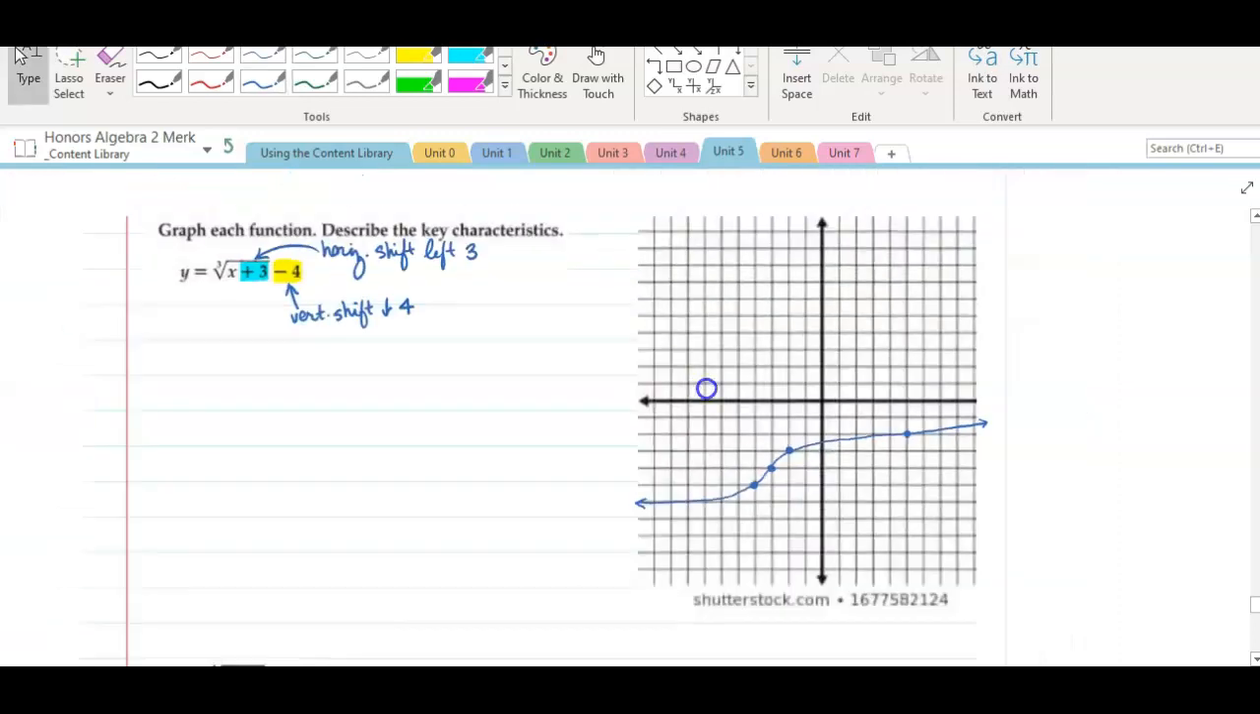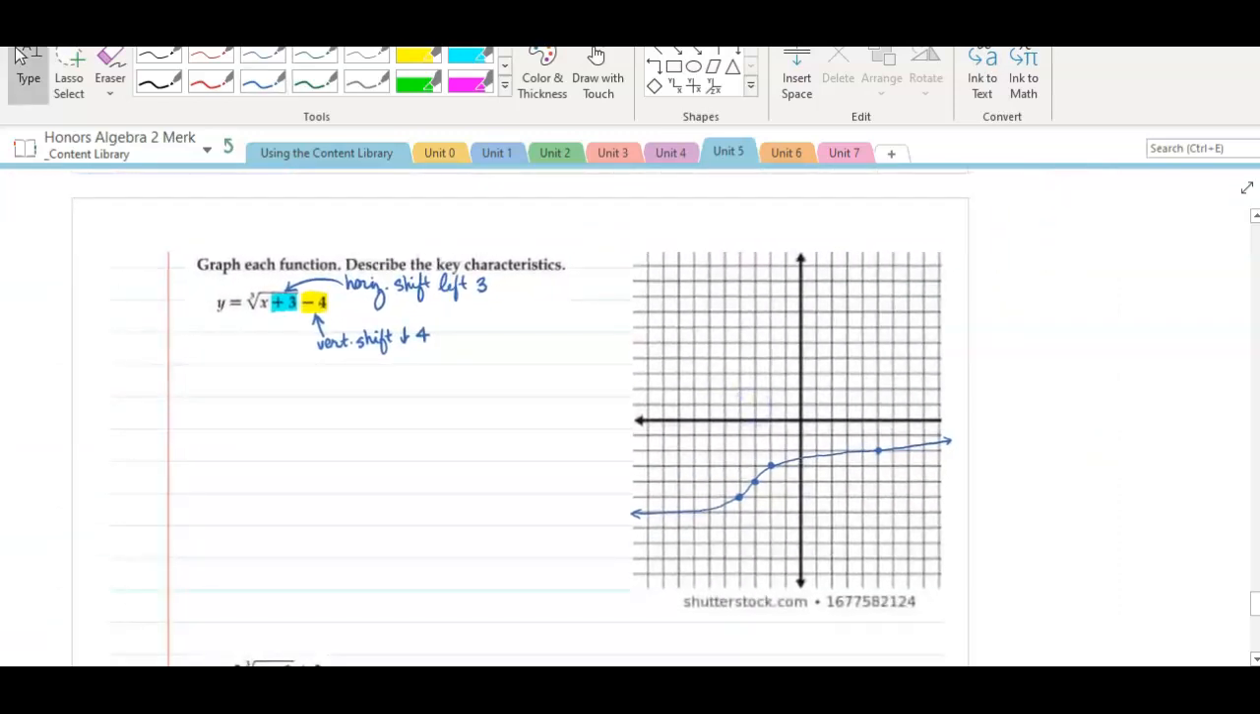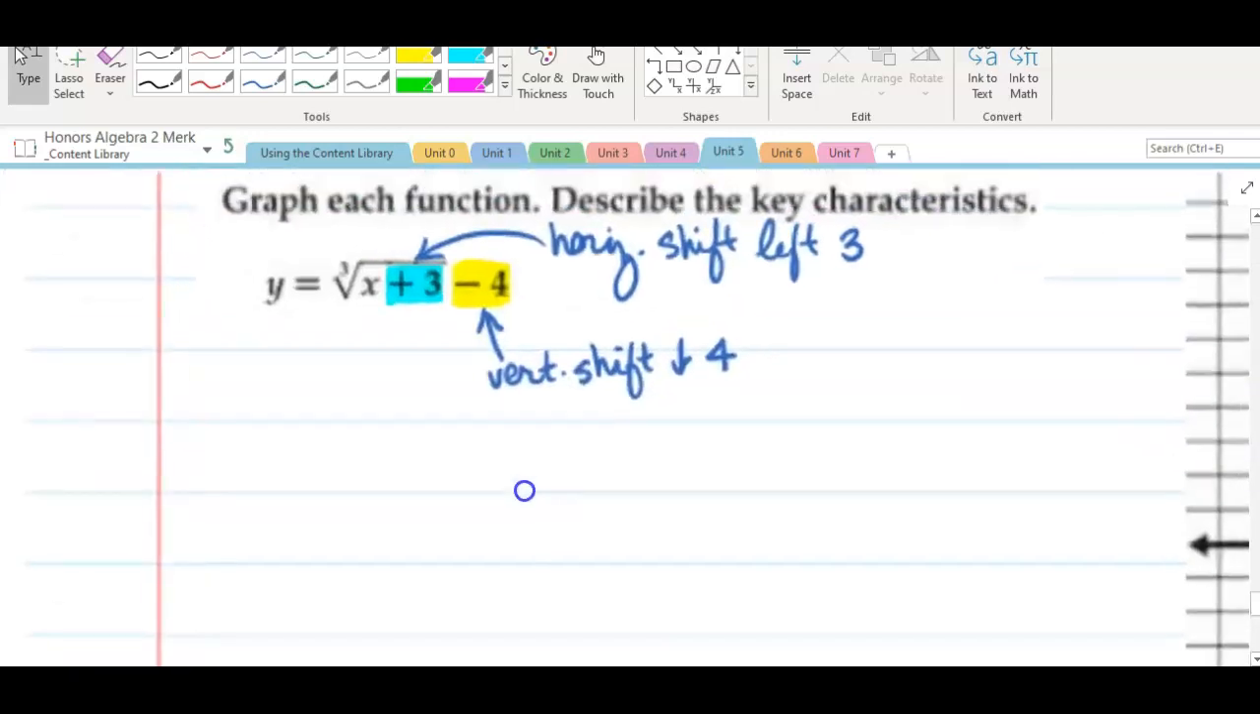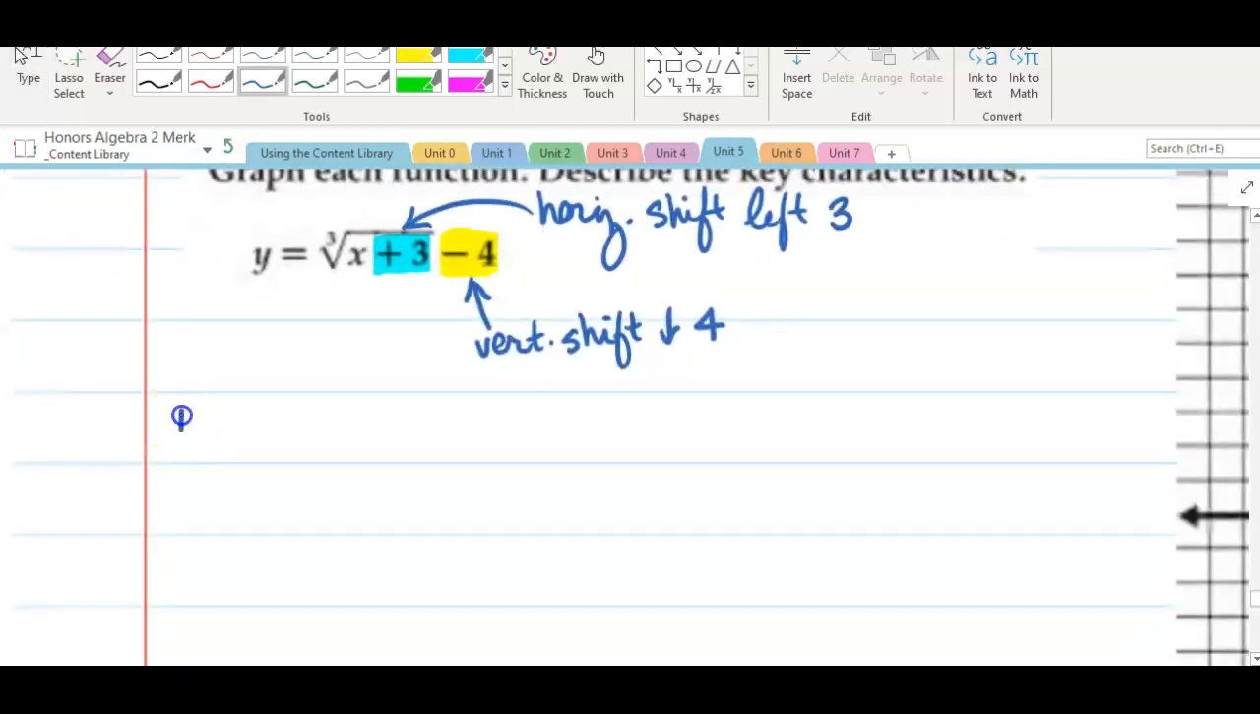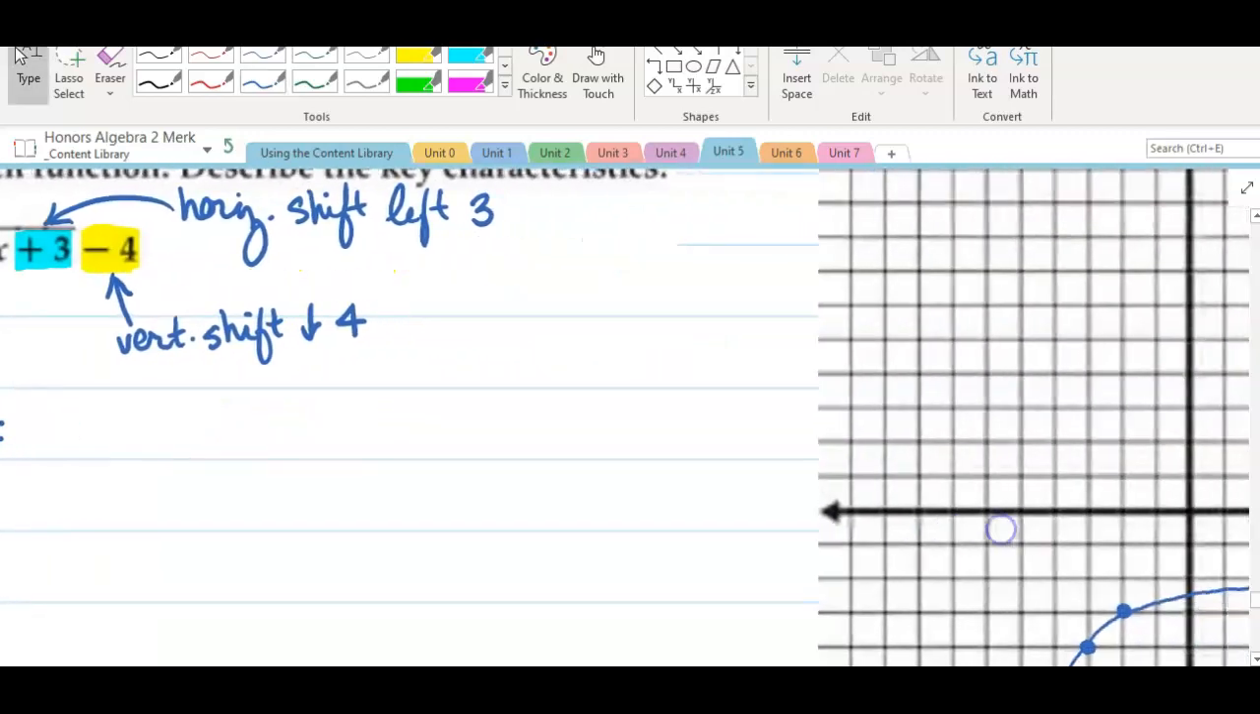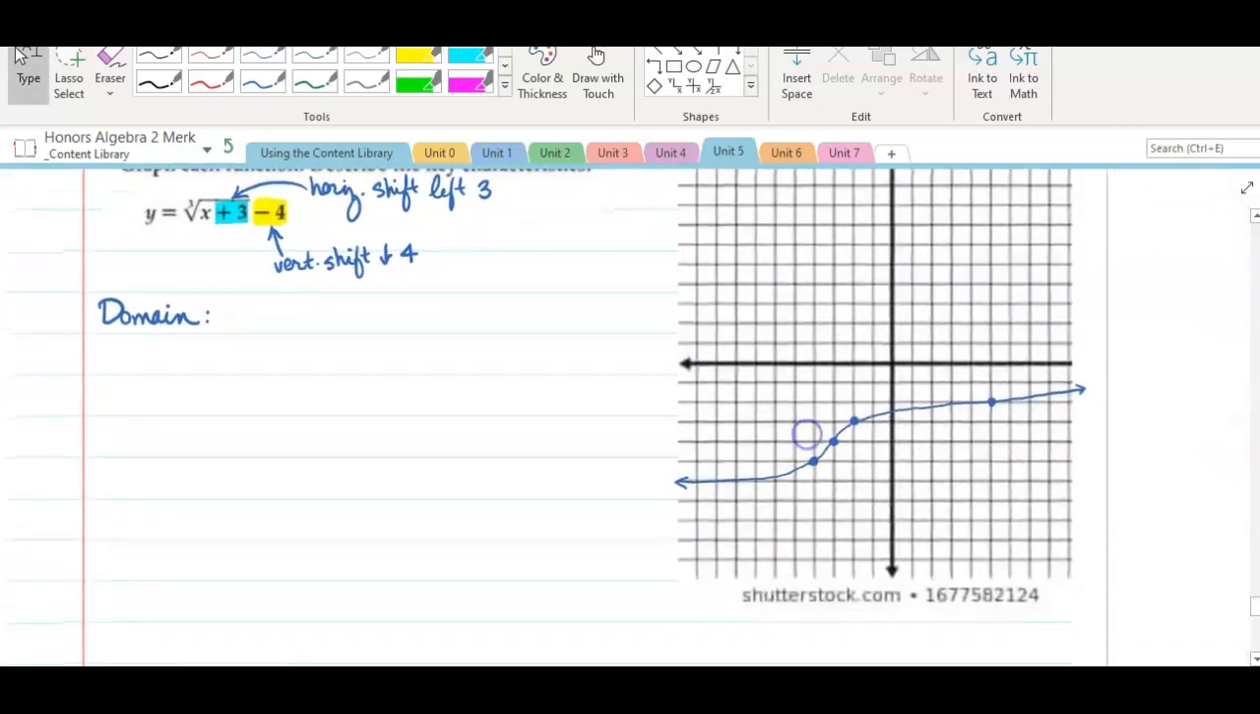So we've graphed our cube root function. Now let's talk about some of the key characteristics. Let's talk about the domain. Notice if I look at my graph, I'm looking at my x values from left to right. As I go from left to right, no matter where I am, there is graph below me everywhere I go. So we can say all real numbers.